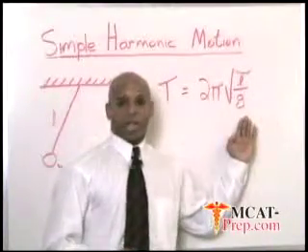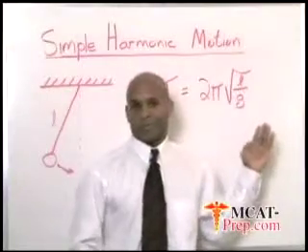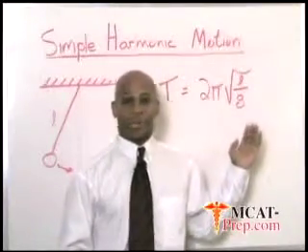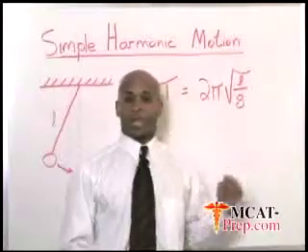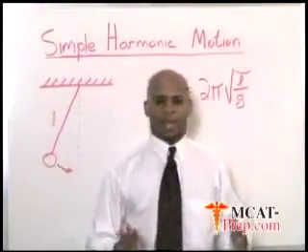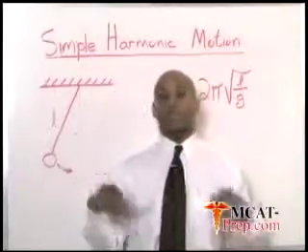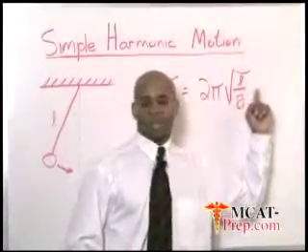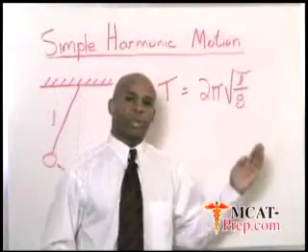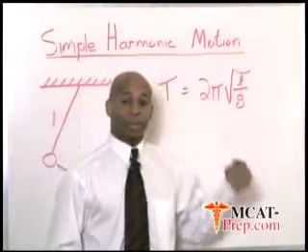Then it is also dependent on gravity. Usually, believe it or not, you don't have to memorize this equation for the MCAT. Usually, they'll actually give you the equation. So a typical MCAT question would be, if the length is quadrupled, so if you have 4 times the length, what would be the ratio of the new period to the old period?